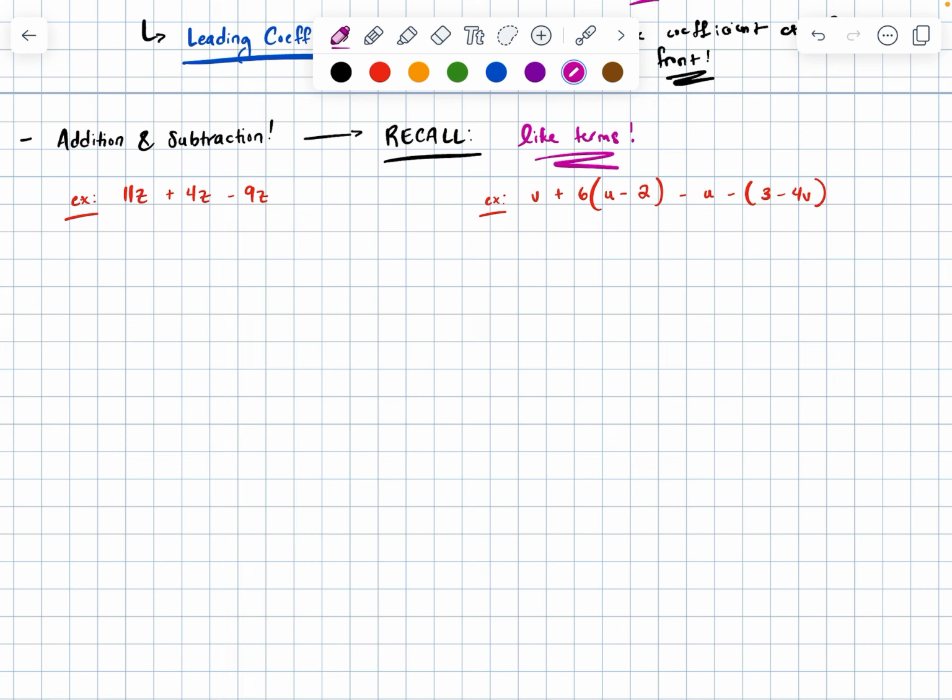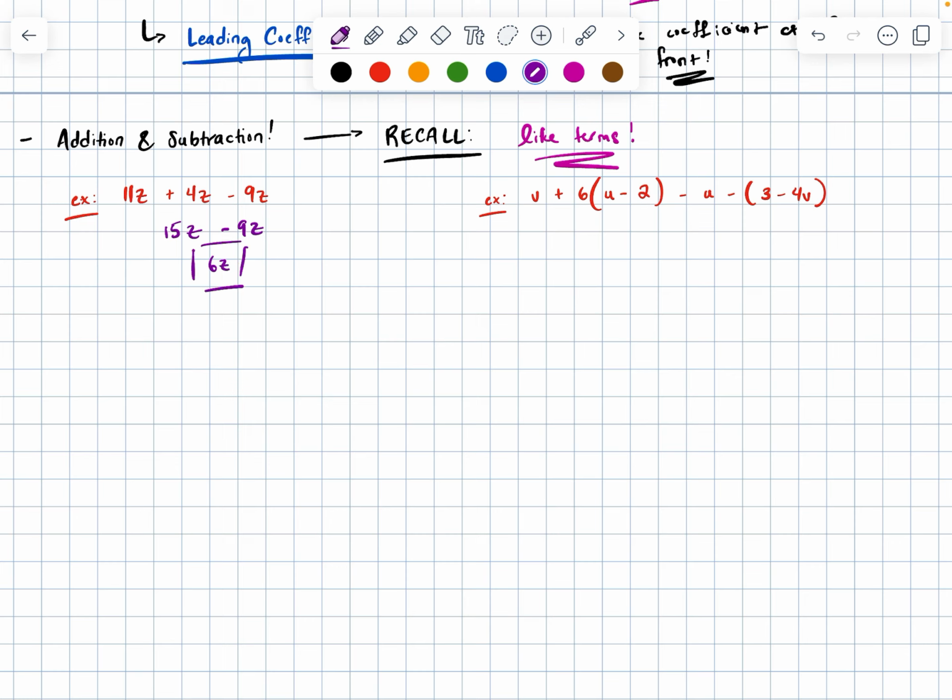Okay. For my first one, 11z plus 4z minus 9z. All I need to do is add my coefficients. Well, I've got 11 plus 4, so that gives me 15z. If I subtract 9z from that, 15 minus 9 gives me 6 z's in total.